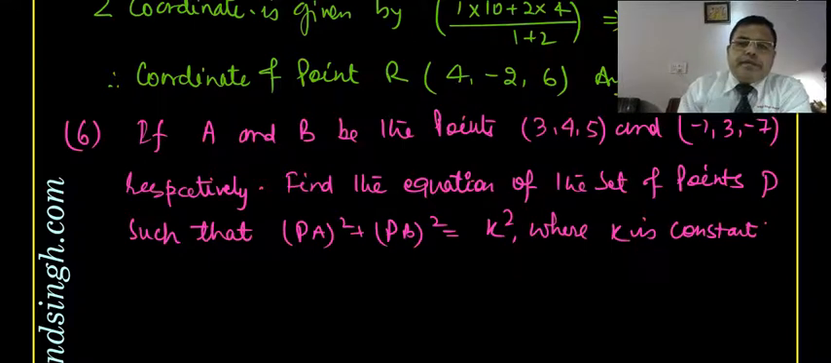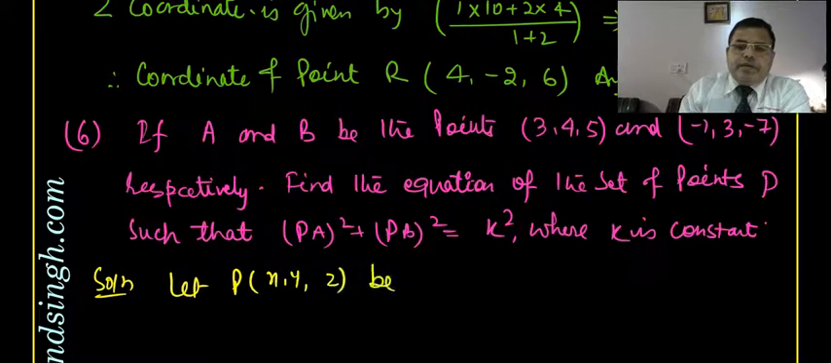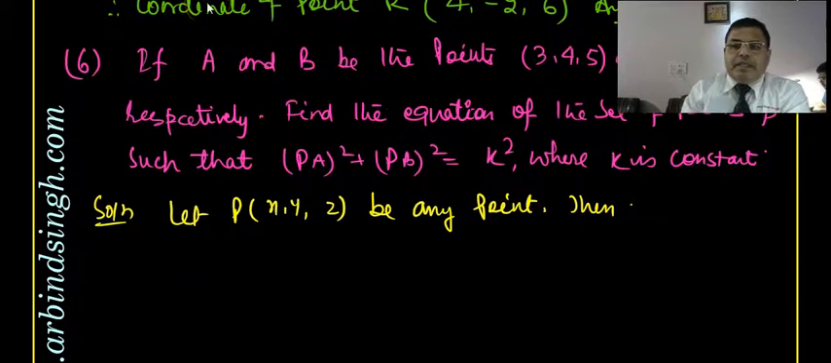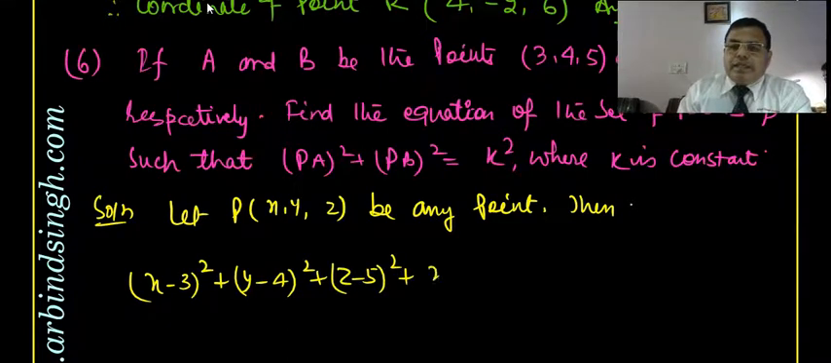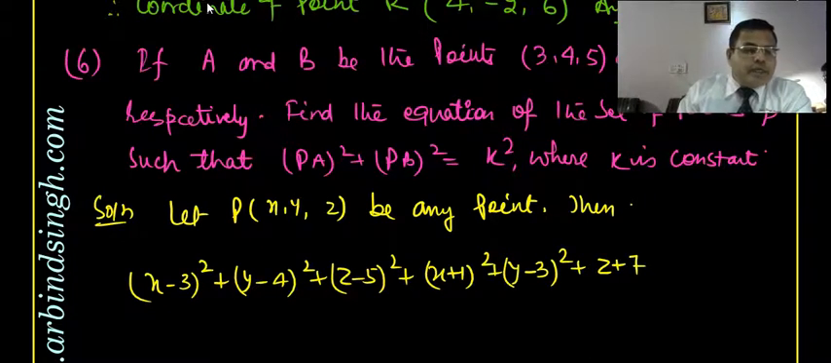So we can write the solution like this: let P(x, y, z) be any point. Then PA square is (x minus 3) whole square plus (y minus 4) whole square plus (z minus 5) whole square, plus PB square, which is (x plus 1) whole square plus (y minus 3) whole square plus (z plus 7) whole square, is equal to k square.